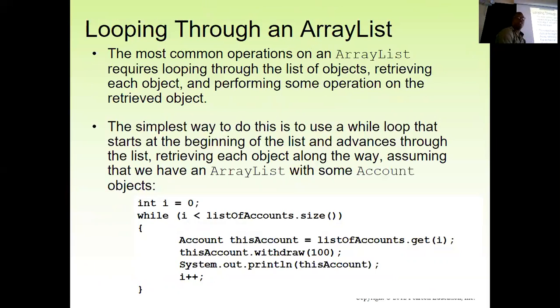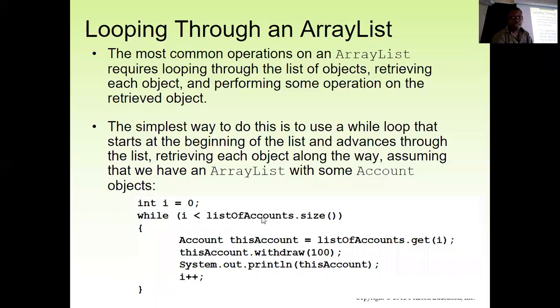One of the most common operations is to go to a list and retrieve each object and perform some operation on that retrieved item. The simplest way to do that is to use a while loop or a for loop. In this case, we have an array list here with some accounts, and that array list is called list of account.